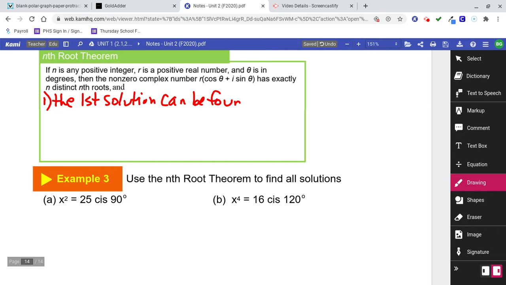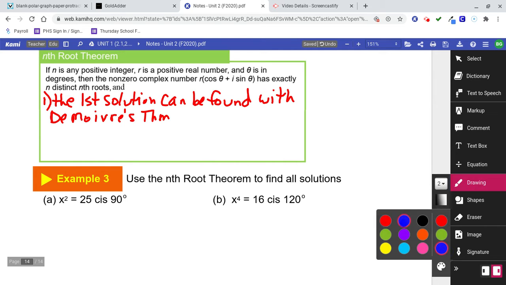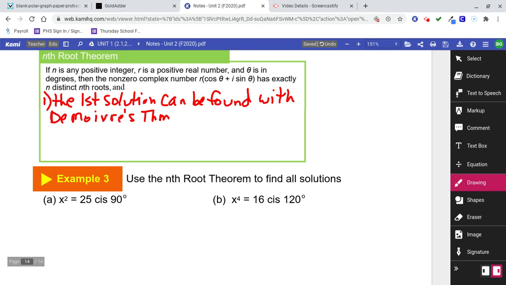can be found with DeMoivre's theorem. And it's going to look like this. You're going to have your polar vector r cis theta, but we're going to take it to the 1 over n power. Okay? There's going to be a fraction involved. So the nth root, 1 over n.